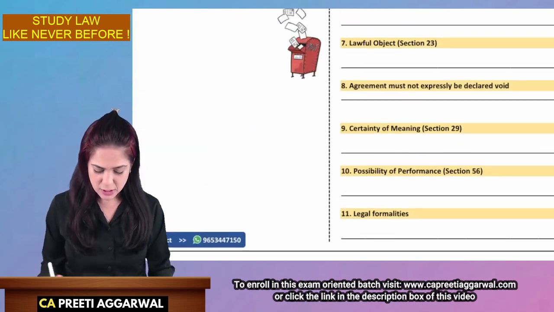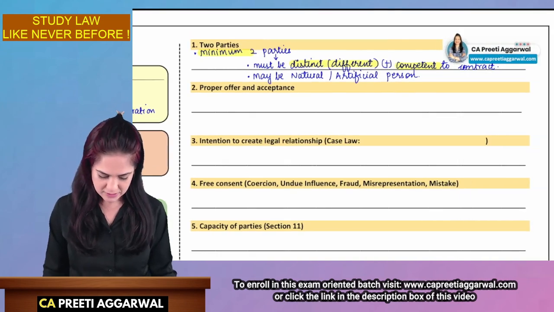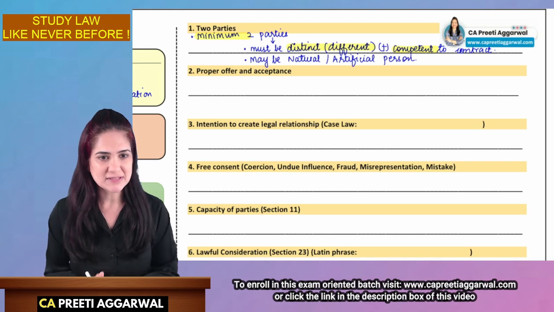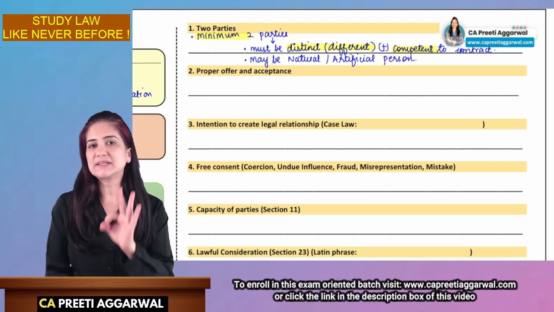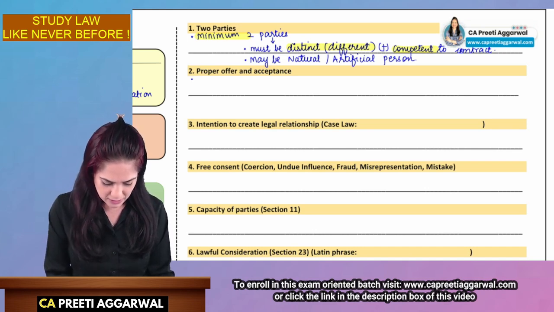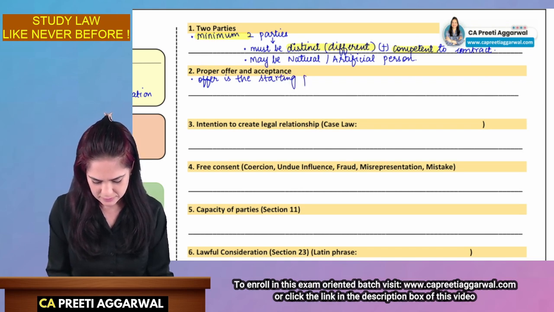So, offer is the starting point of contract, and this offer must be properly communicated. The other person should know about the offer, only then he can accept it. So, there must be proper offer and acceptance. What are the 3 points that we will write? These are the key points. You will elaborate on them. Offer is the starting point of contract.